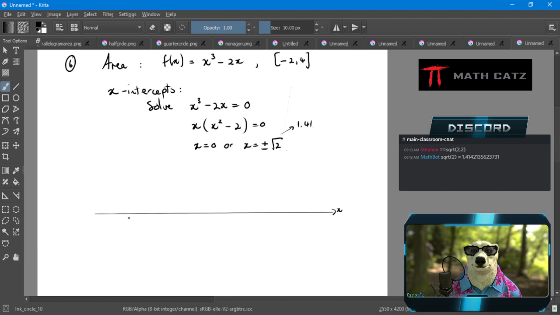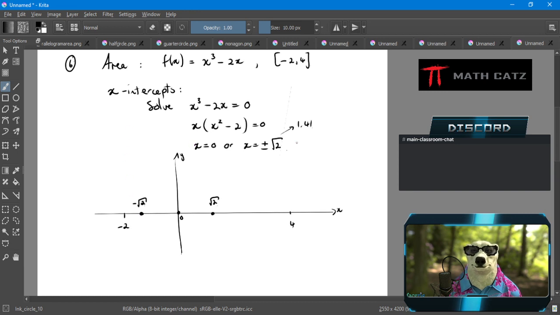Now I don't know, I'm going to go negative 2 to 4. I don't know what my graph does. All I know is there is a crossing at 0. There's a crossing at negative root 2, which is negative 1.4, which still falls in here. And there's a crossing, potentially, at root 2. Now, I don't care what it looks like.